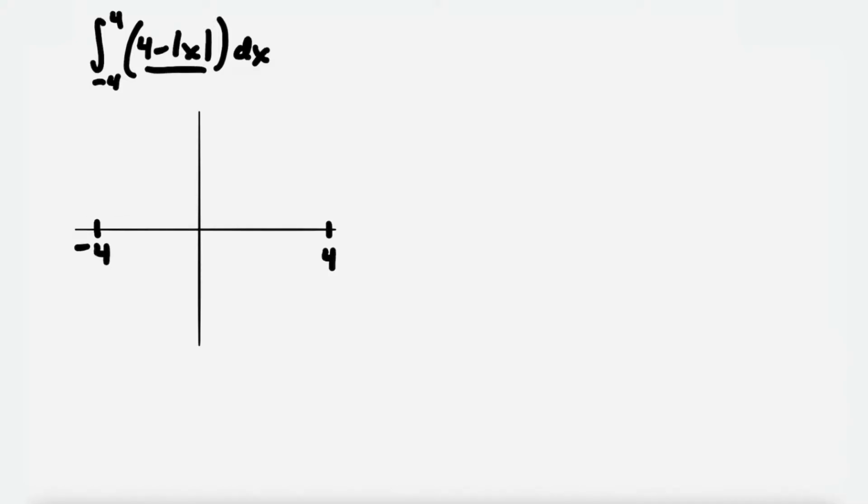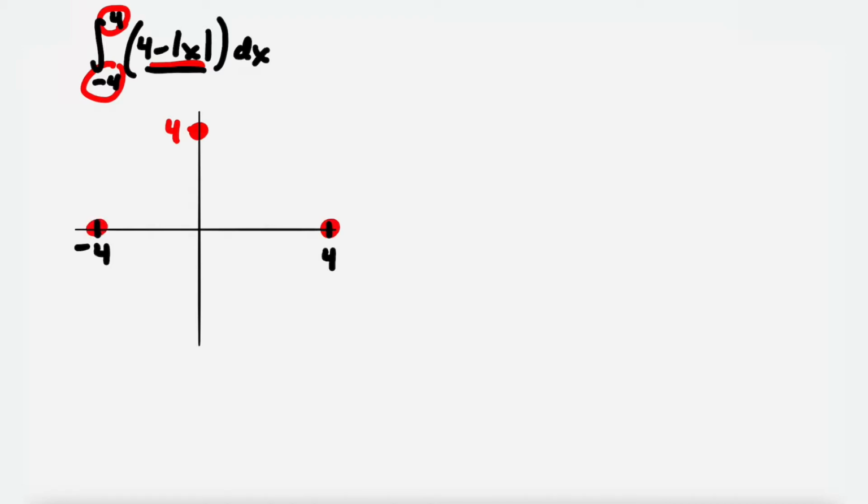All right, so the first point I'm going to graph is x equals 0. It's probably the easiest one. So you're just going to get 4 minus 0 if you plug 0 in here. So you're going to end up with a 4 up here as your first point. And then I'm going to do the x values for the endpoints, the limits of integration. So I'm going to plug a 4 in there. You should get 0. Plug negative 4 in there. It's going to be 4 minus the absolute value of negative 4, which is 4. So 4 minus 4 is 0.